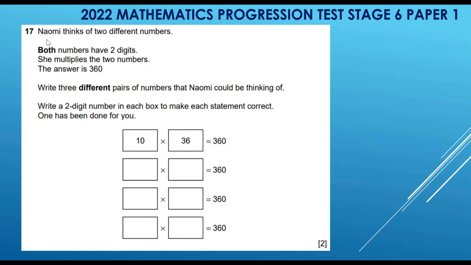Now we are in question 17. Naomi thinks of two different numbers. Both numbers have 2 digits. She multiplies the two numbers. The answer is 360. Write 3 different pairs of numbers that Naomi could be thinking of. Write a 2-digit number in each box to make each statement correct. One has been done for you.